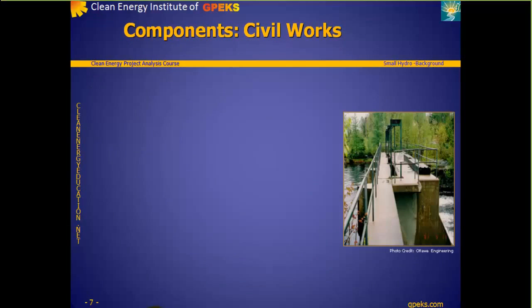Components, civil works. In terms of a feasibility analysis of a small hydro project, the civil works constitute the most important part of the project. They typically account for 60% of initial plant costs, and if planned poorly, can be subject to significant cost overruns.